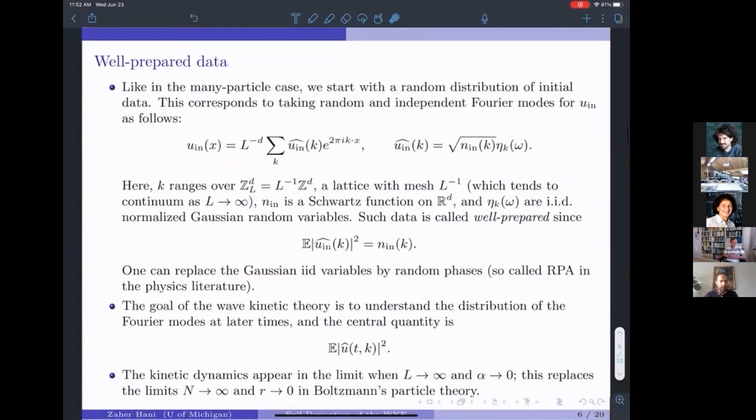Okay, so again, just like in the many particle case or in the Boltzmann setting, we start with a random distribution of initial data. And this corresponds to taking random independent Fourier modes for the initial data U initial. So we take the initial data of our NLS equation to be U initial, and we expand it in its Fourier representation. Here, note that K ranges over Z^D_L, which is L inverse Z^D. So this is the lattice with mesh L inverse. And this lattice, when we take the thermodynamic limit, will converge to a continuum as L goes to infinity.